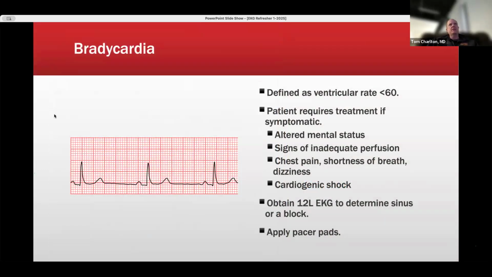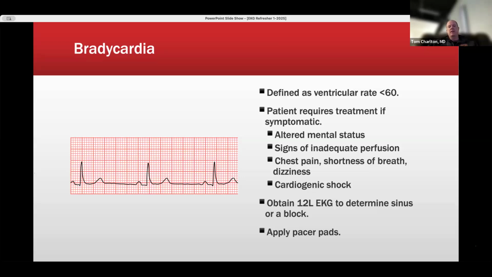All right, so let's talk about some of these rhythms in some more detail. So with bradycardia, it's defined as a ventricular rate of less than 60. And if it's a sinus bradycardia, they require treatment only if they're symptomatic, okay? A lot of athletes will have resting heart rates down in the 40s sometimes. And as long as they're not lightheaded, dizzy, having chest pain, short of breath, or passing out, that's just their normal resting heart rate. But if they become symptomatic, they develop signs of inadequate perfusion, chest pain, shortness of breath, dizziness, they start to go into cardiogenic shock.